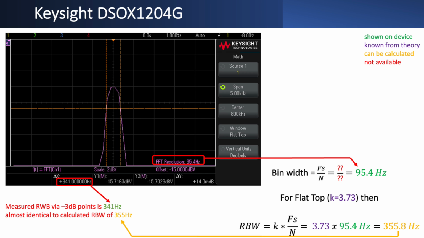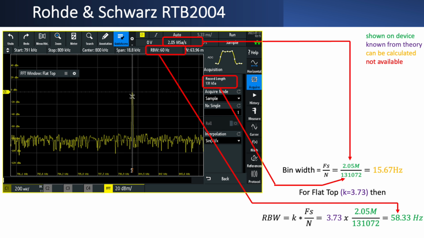The only thing is that I really would have liked to be able to see the actual sampling frequency as it goes into the FFT domain and the number of points, because I don't know exactly where it comes from. I'm left a little bit in the dark, but still, if I look at the waveform, you know, it all makes sense. And now to the Rohde & Schwarz RTB, and I took this as the last one because it seems to be a little bit more complicated.